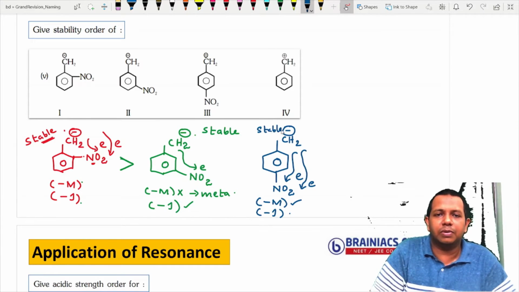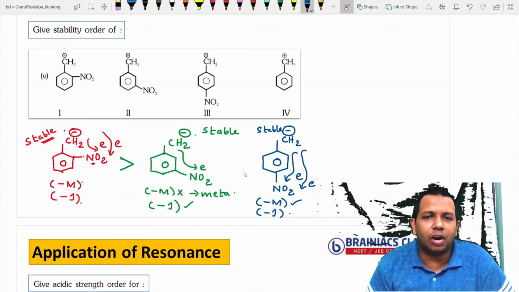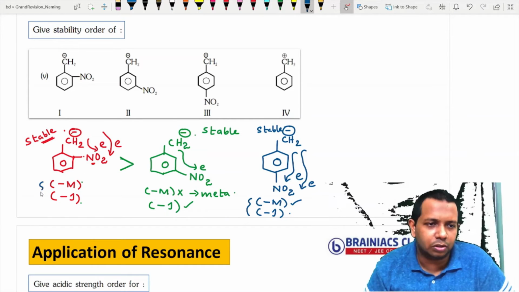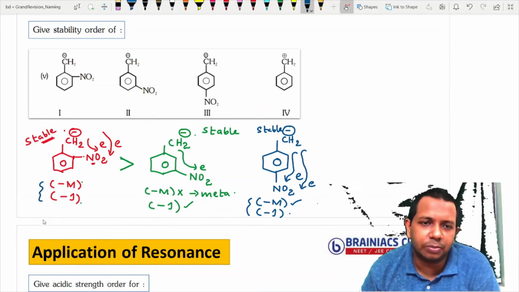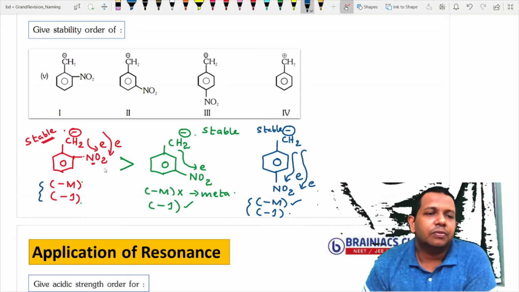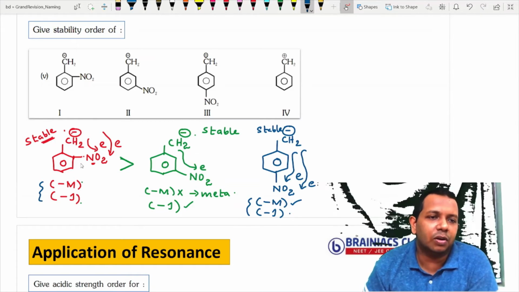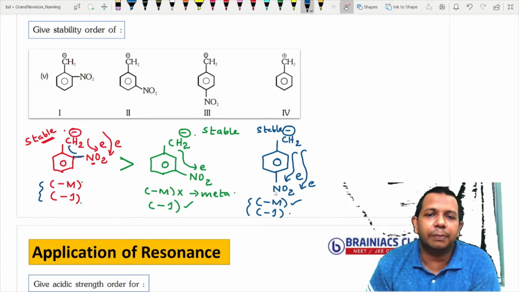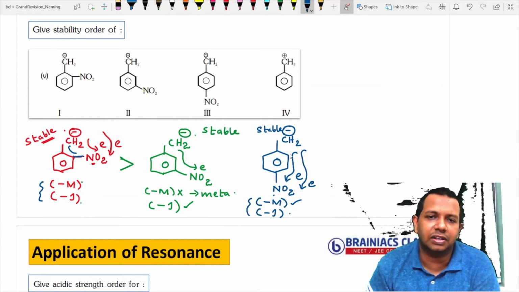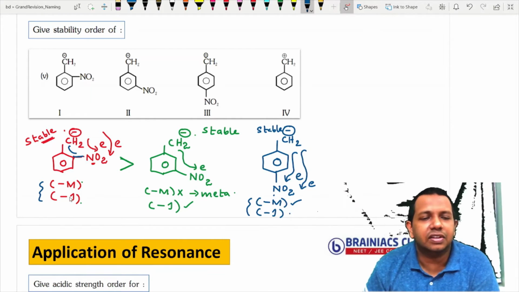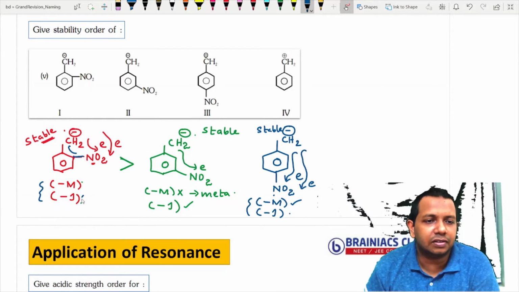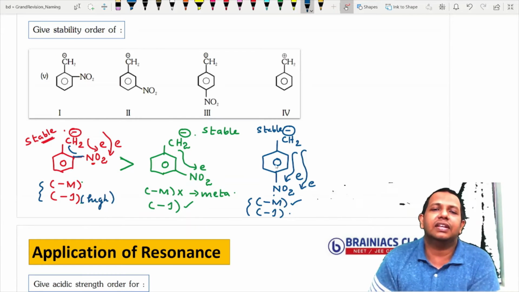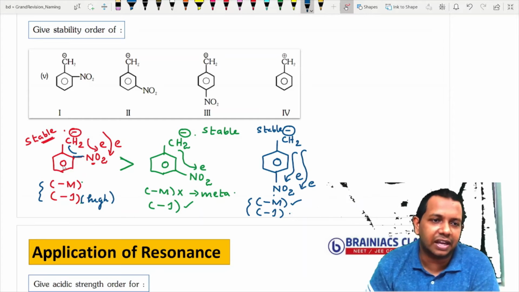But here one problem is there. Some students ask, sir, in comparing 1 and 3, here also both effects are helping the compound become stable. Here also both effects are helping the compound become stable. So which one is more stable? I will say the first one will be more stable, because through the minus I effect it is able to attract the electron very fast. Here NO2 is at a farther position, the distance is a little high, but in the first one the distance is very low. So the minus I effect is very high there, due to less distance. So I can say this is also stable, but it is less stable than the first one.